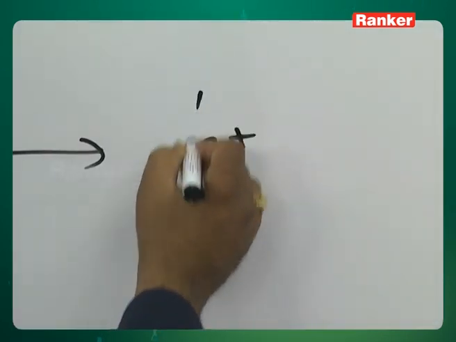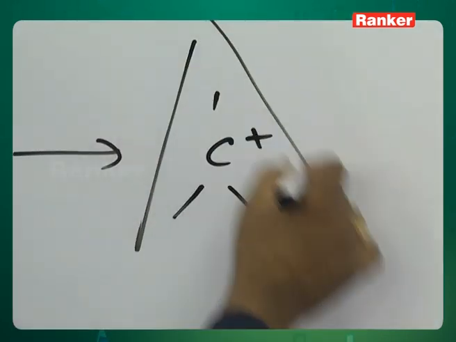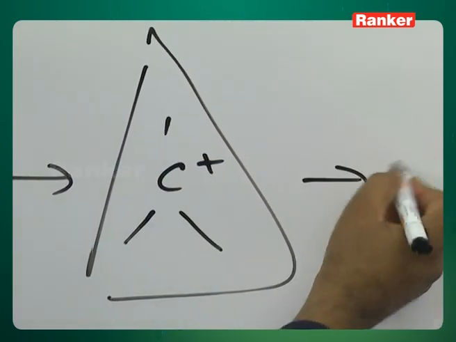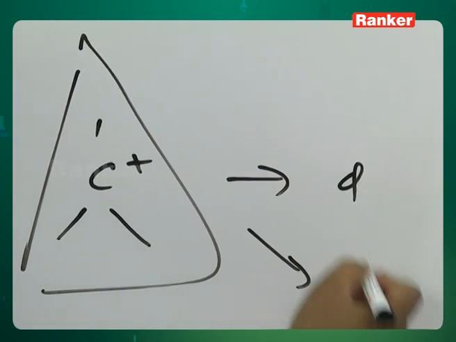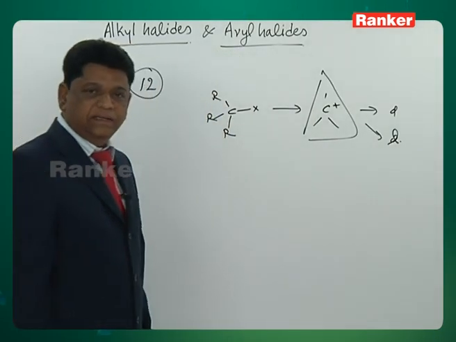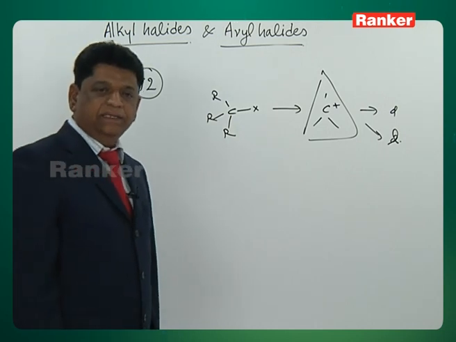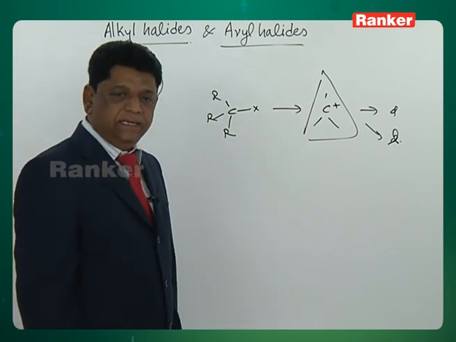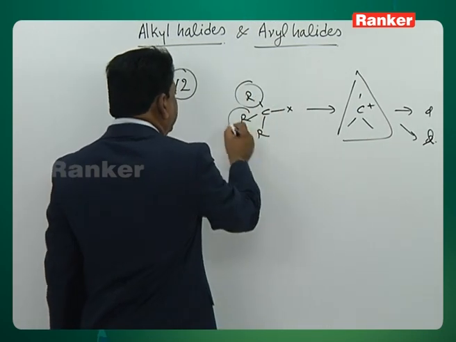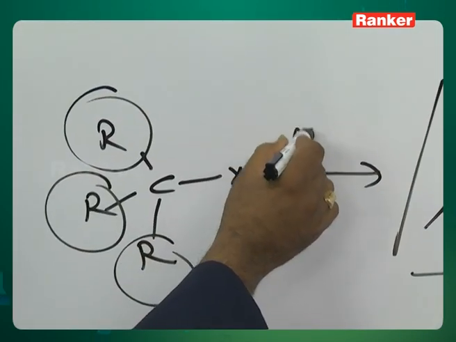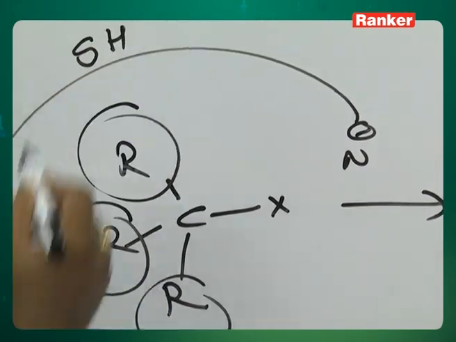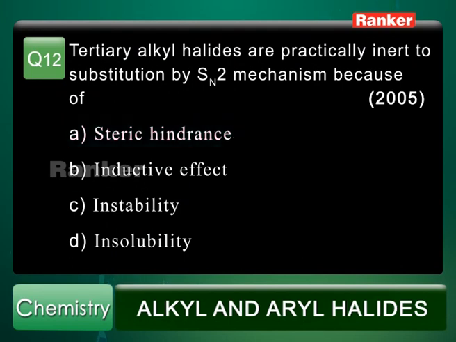So through carbocation means you will get a carbocation, and then D and L types, the inversion and the retention type of configuration containing products will be formed. But in this reaction, the tertiary alkyl halide is said to be inert because of the bigger groups; the nucleophile cannot attack from the backside just because of what? Steric hindrance. So the answer goes to answer A.